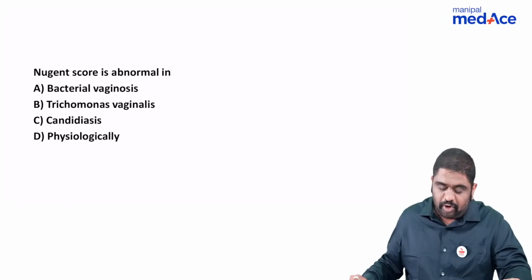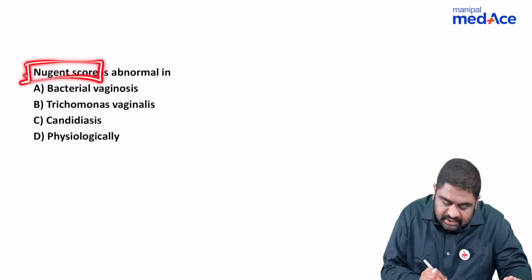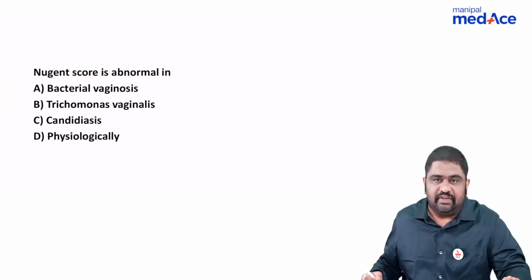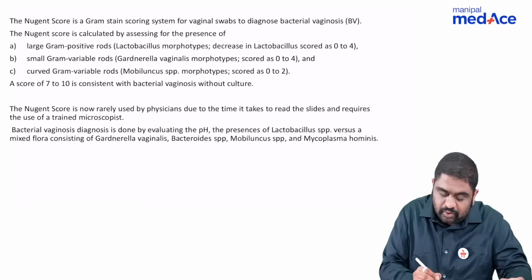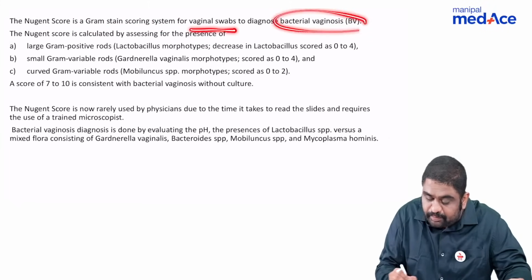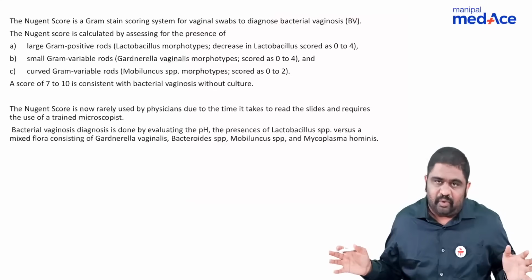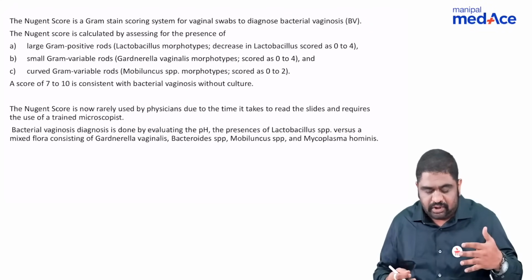Nugent score is abnormal in... You don't have to focus on this area. Nugent score is done in case of bacterial vaginosis. This is all you have to remember. Now let me tell you a few things. Nugent score is a Gram stain scoring system, and this is for vaginal swabs to diagnose bacterial vaginosis. It is not done nowadays, but for the sake of completion and for remembering for the future, you have to know this.